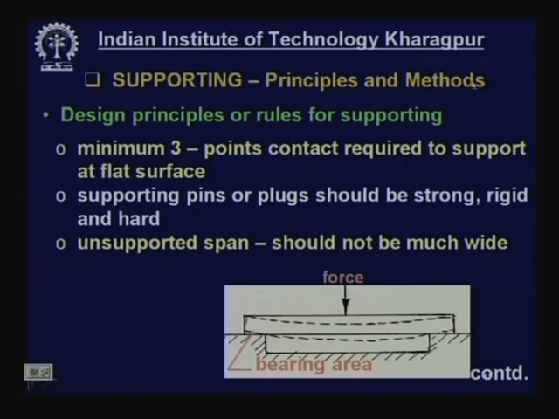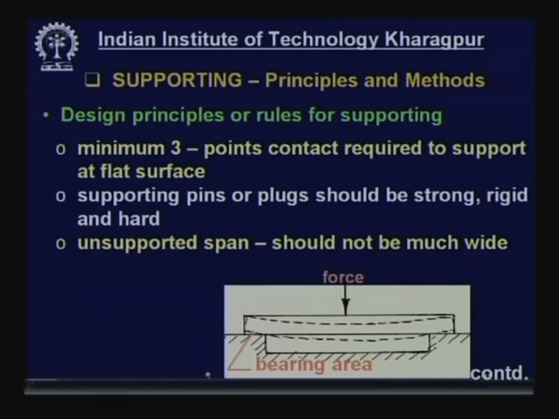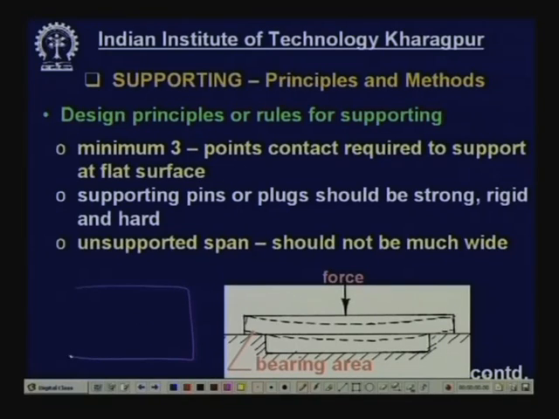Supporting principles and methods. Design principles or rules for supporting. The job has to be supported strongly and rigidly on certain surfaces. First rule is that any job or surface has to be placed on 3 pins or 3 contact points. So, minimum 3-point contact required to support has to be maintained.